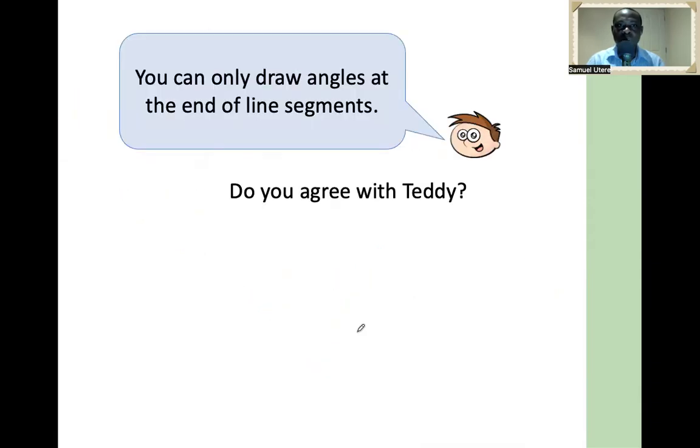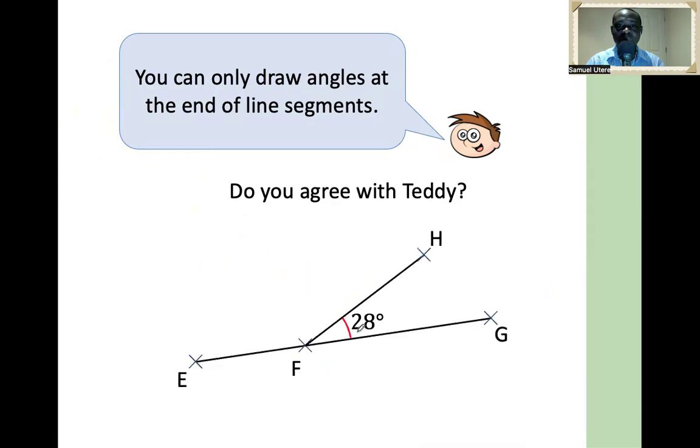Okay, here is what Teddy says. You can only draw angles at the end of line segments. Do you agree? Of course not. Here is an example. Here, you can see that we have line segment EG, but within that line segment, we have defined another vertex.